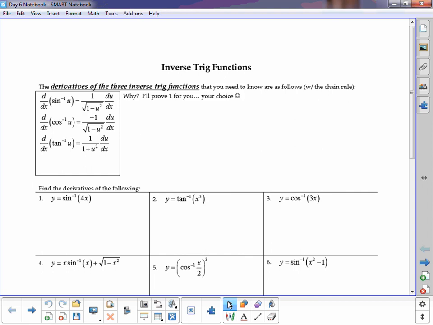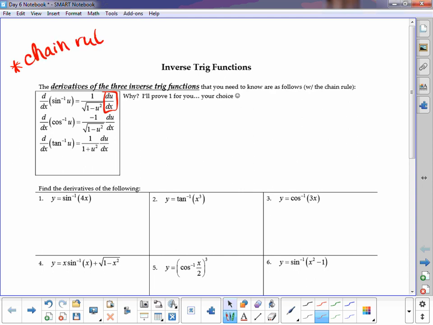Okay, so here we have our derivatives. The derivative of arc sine is 1 over the square root of 1 minus u squared, times du dx. So this is written with the chain rule applied here. So this piece is just following the chain rule if u is something more than x. Okay, so just make yourself a note, chain rule applies. It applies to all of our derivatives. Inverse trig is no different. So if you have something more than just x, you have to multiply by the derivative of that.